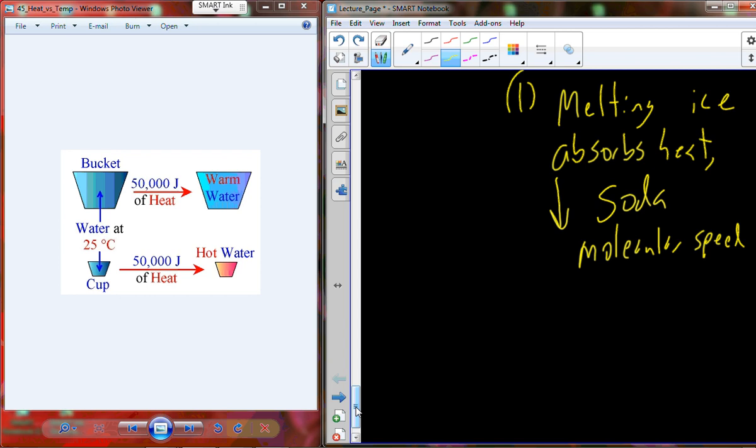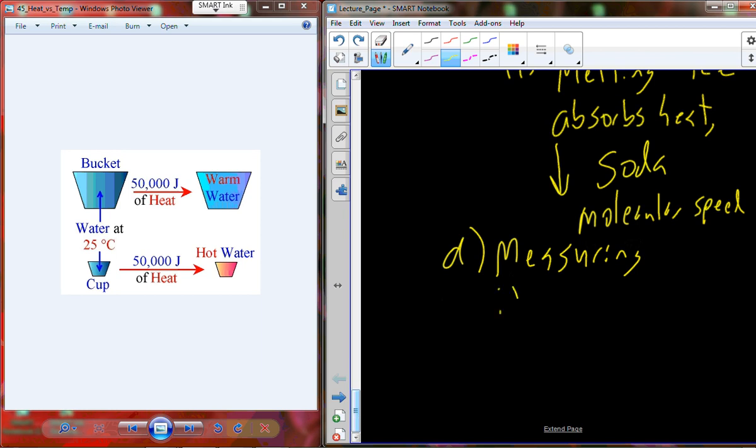So let's talk real quick about measuring both of these things. Measuring heat, measuring temperature. When we measure temperature, we are going to use Celsius. Degrees C. So we're going to use the Celsius scale.